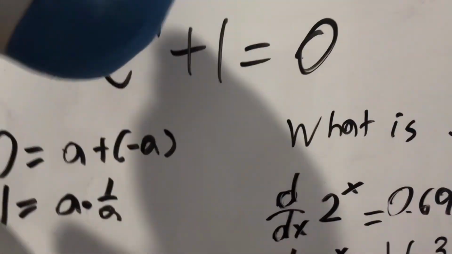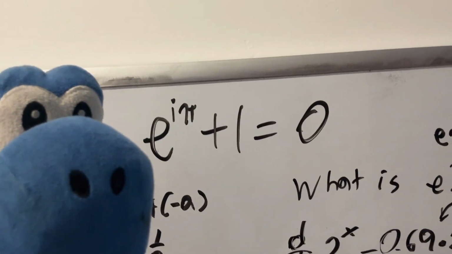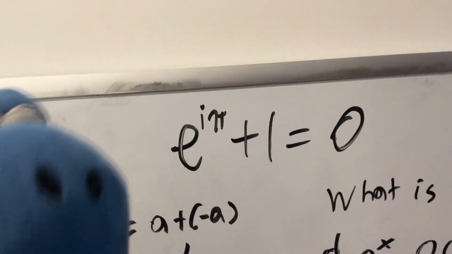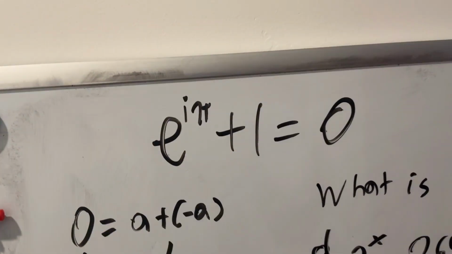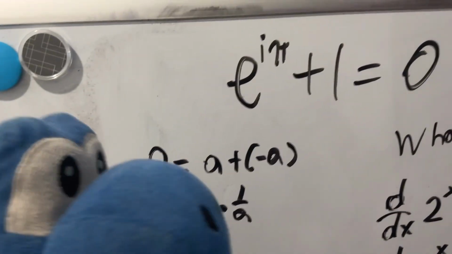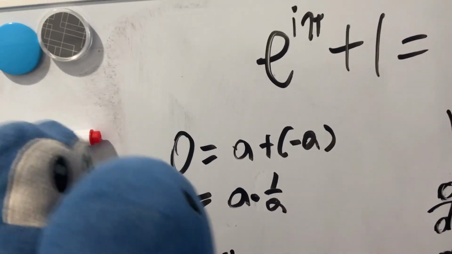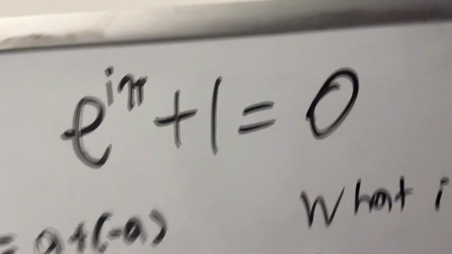Alright, anyways, here's a new question. Before we prove a number's transcendence, we have to talk about this equation: e to the power of i pi plus 1 is 0. This is the most famous equation in math because it links 5 fundamental constants. First, let's talk about 0. It's the additive identity. 1: a times 1 over a, it's the multiplicative identity. 1 is the number we start counting with. But what the hell are e and pi?